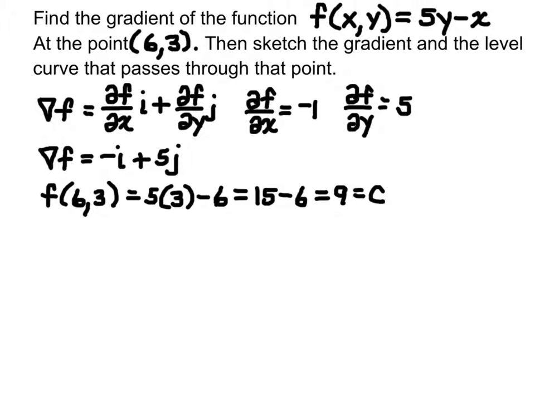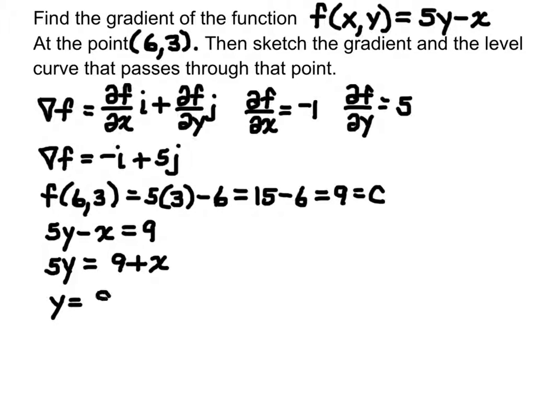To sketch the level curve, we need to take our original function f of x, y, which is 5y minus x, and set it equal to the constant function value 9. Now let's solve for y, and we get 5y is equal to 9 plus x, and then divide by 5 and we get y is equal to (9 plus x) divided by 5.